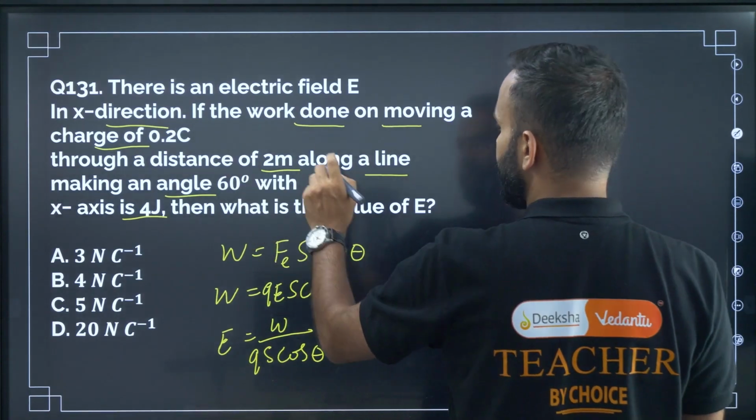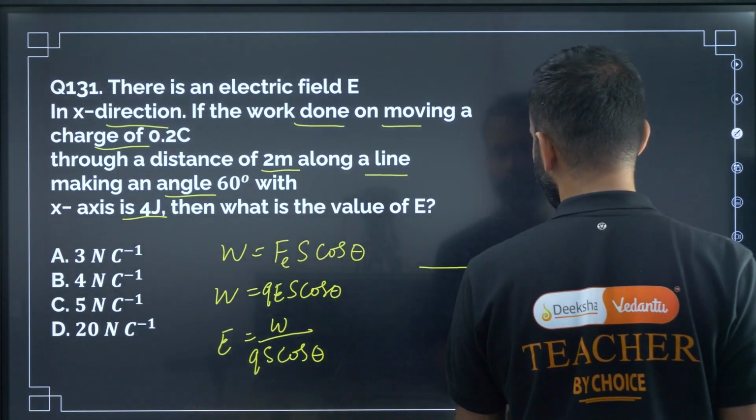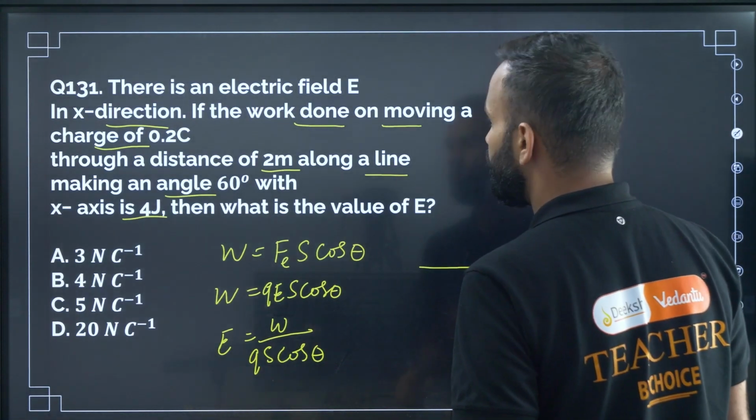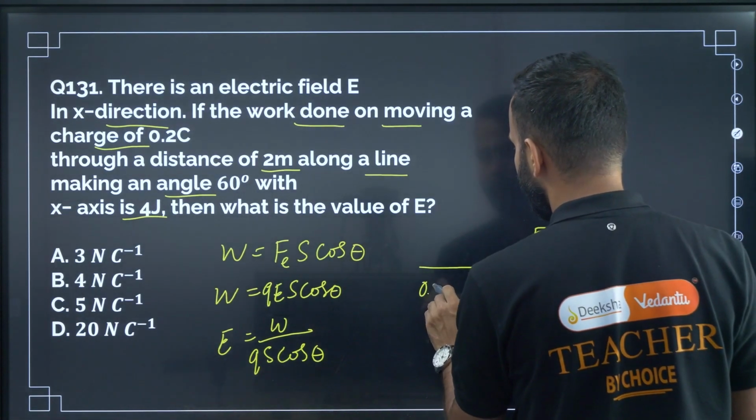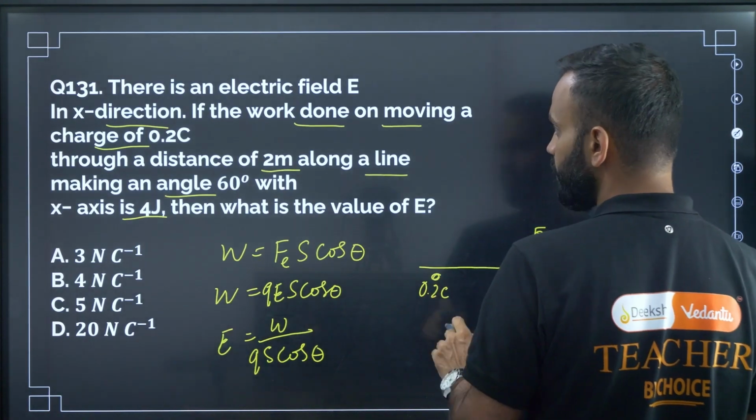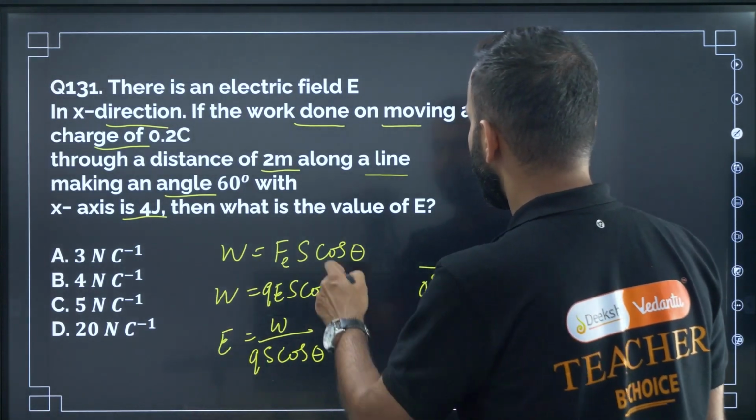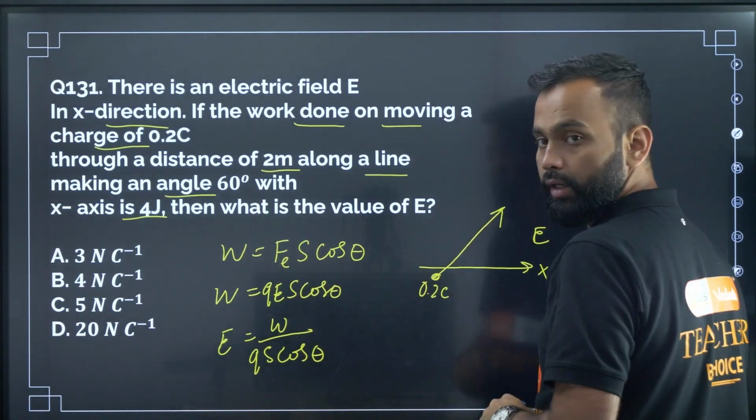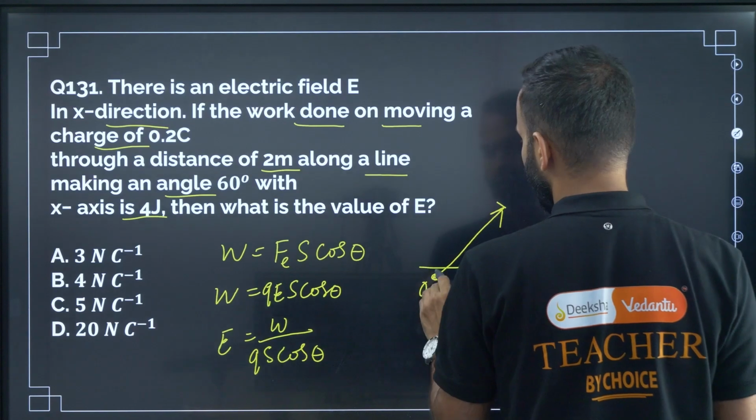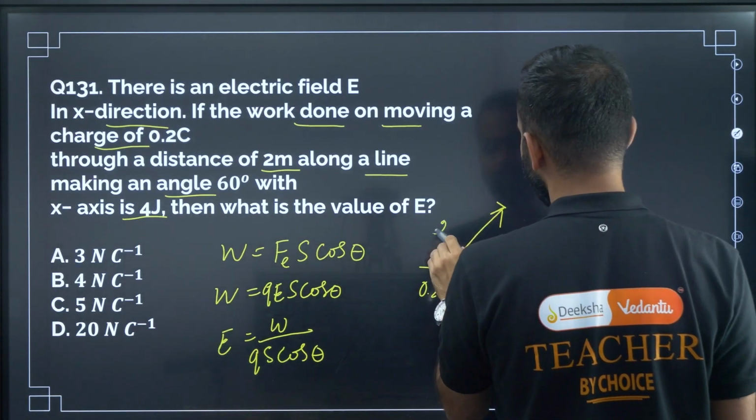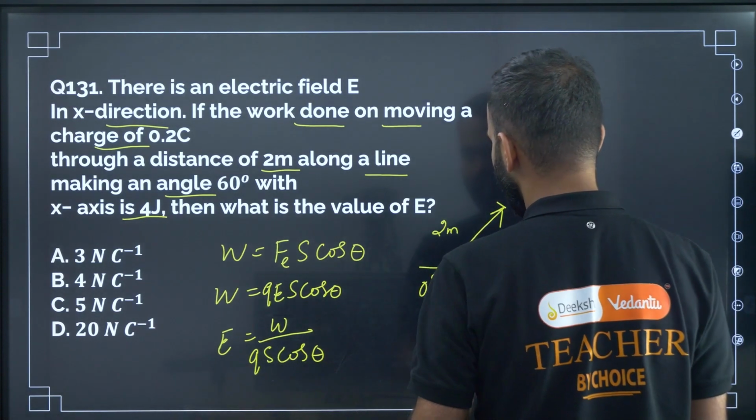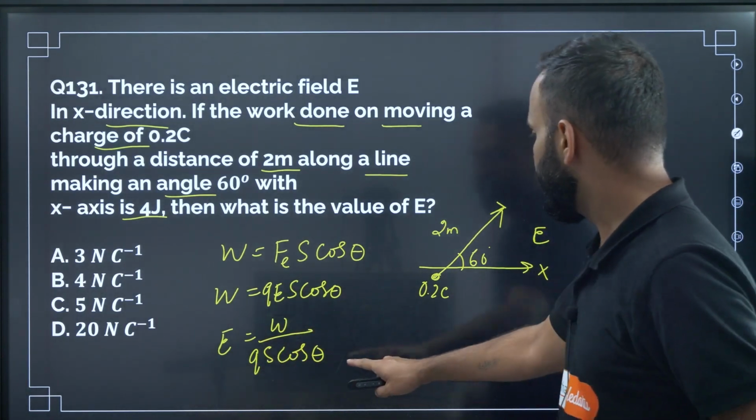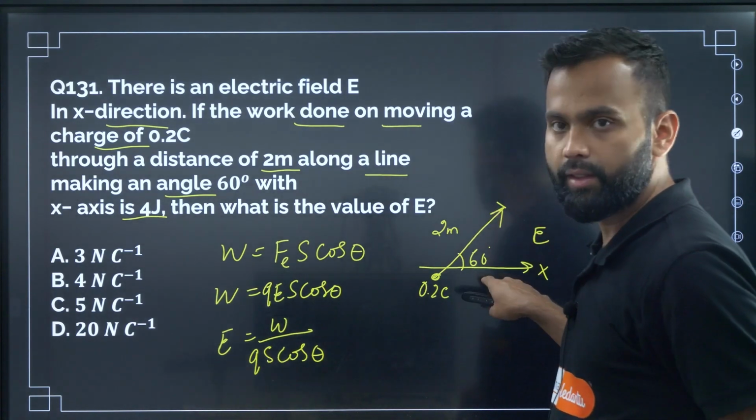Here there is an electric field in the x direction. This is the direction of the electric field. The work is done on moving a charge of 0.2 coulomb, and it moves through a distance of 2 meter along a line making an angle 60 degree with the x-axis. So this is how the charge moves. The distance is 2 meter, the angle is 60 degree. Now we need to find the value of E. We have the equation, where theta is the angle between E and S.